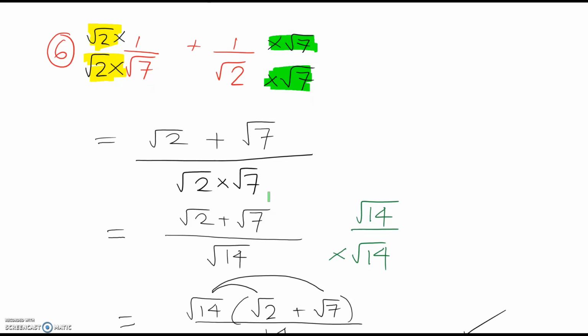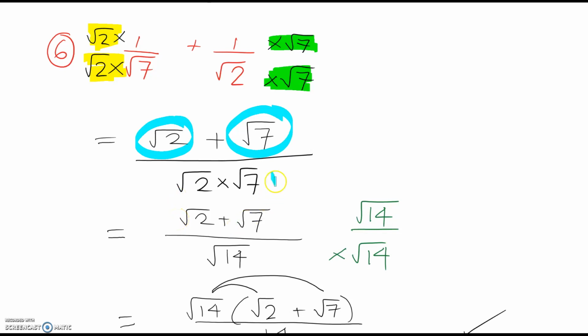So now I'm going to go ahead and simplify that top line. So I've got root 2 times 1. That gives me root 2 right there. And I've got root 7 times 1. That gives me root 7 right there. And what have you got on the bottom? Root 2 times root 7.